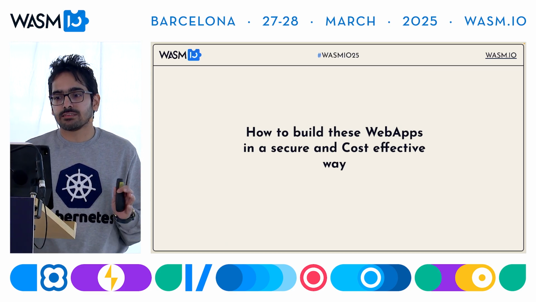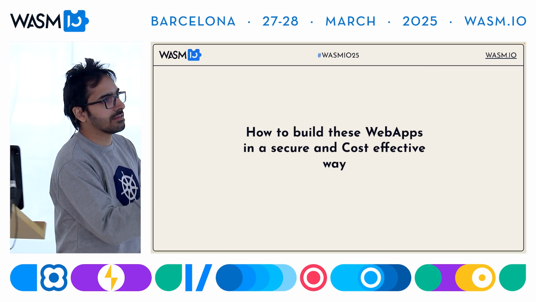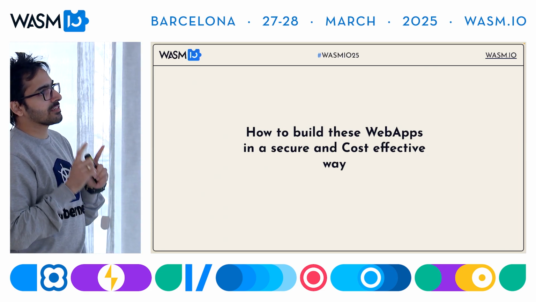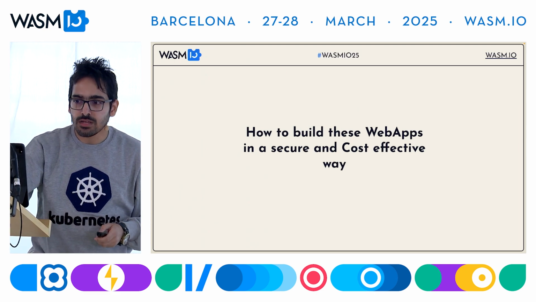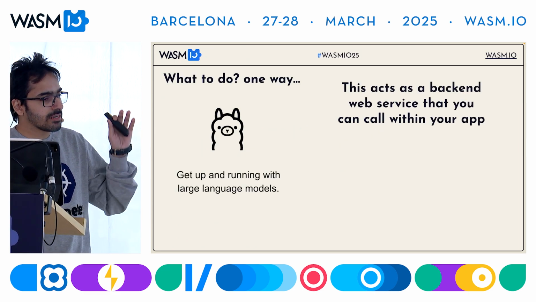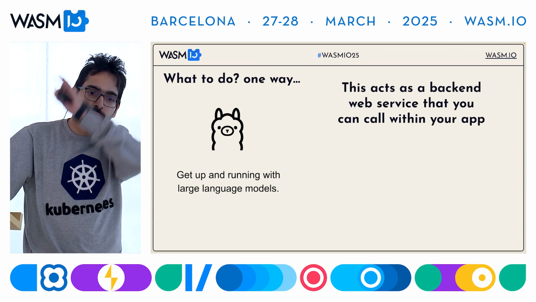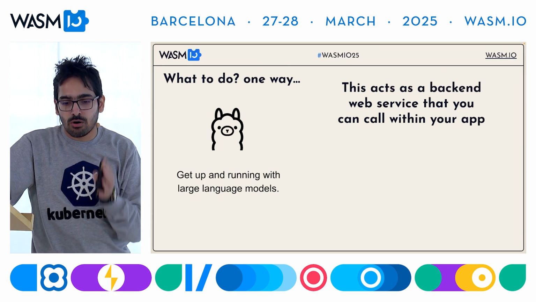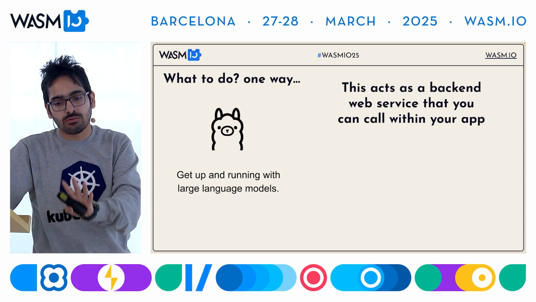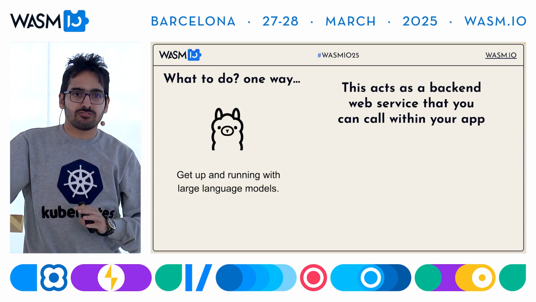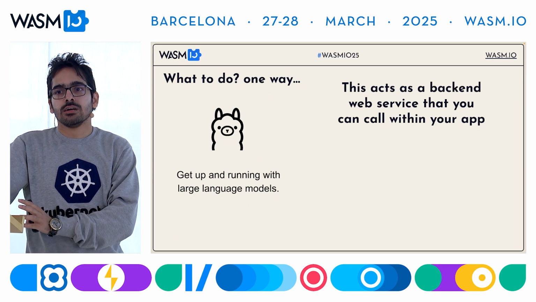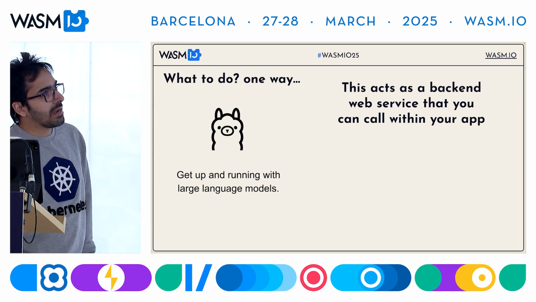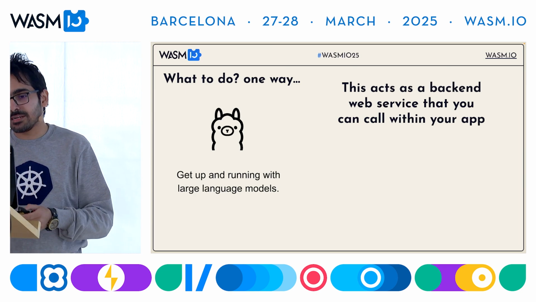But the question now is how we can build this, because right now we are focusing on the application layer. How can we build these web apps in a secure and cost-effective way? There is a project called Ollama, and there are a lot of models on Hugging Face. So you can use Ollama to get up and running with models, and you can have your own server with your own model deployed, with your own trust and privacy, so that nothing goes through the cloud APIs. And this acts as a back-end web service that you can call within your application.